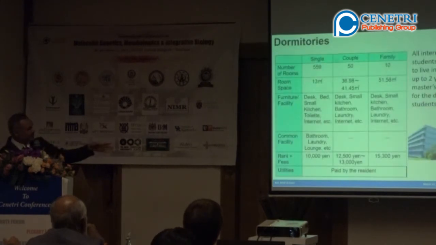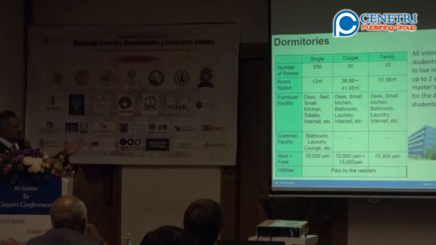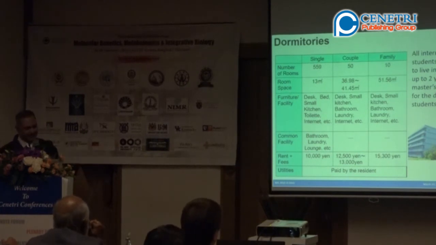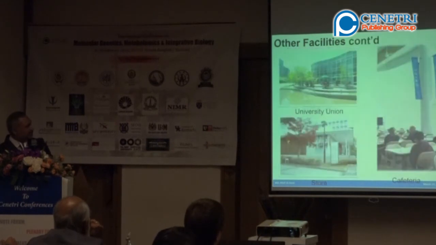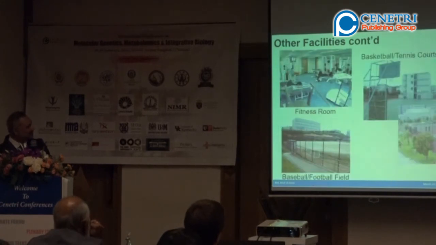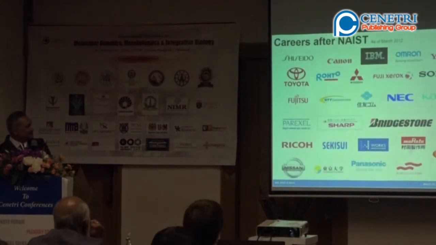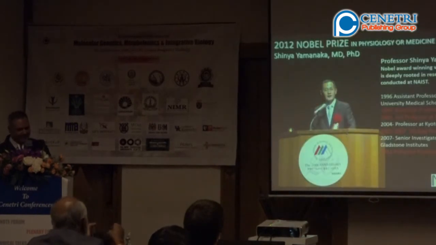Our living facility for foreign students is on campus. We provide the dormitory for the whole duration of the study. It's not so costly, even if you are interested to study on your own financial support, you can try it because the rent is very cheap compared to the rent in Japan. And we have a digital library, healthcare center, guest house, and also a university union for students, cafeteria, store, Hindi store, health club, and sports facilities. And also, you can find jobs in many renowned companies. Usually, nice students find jobs in these companies every year.